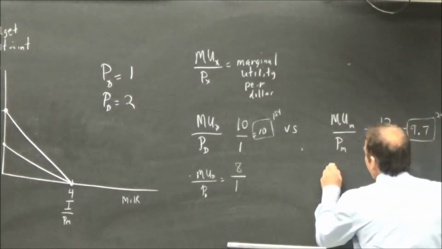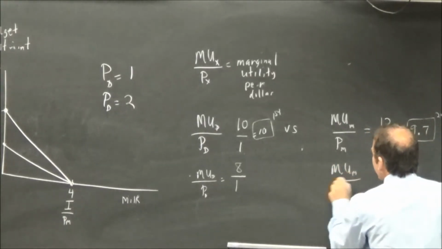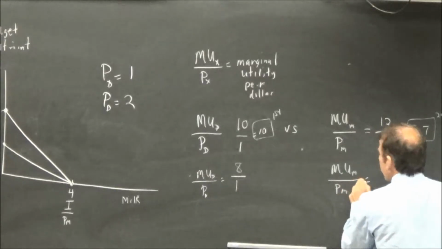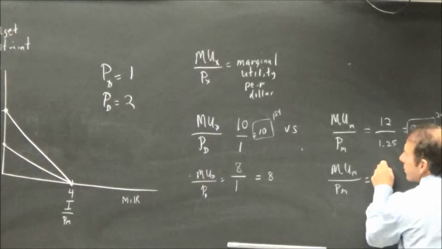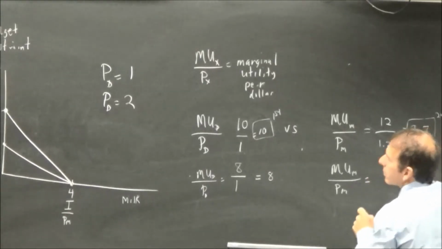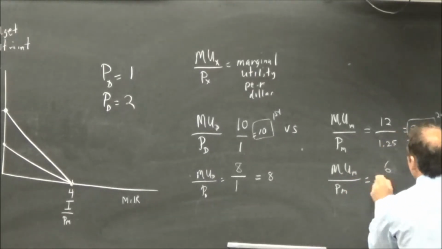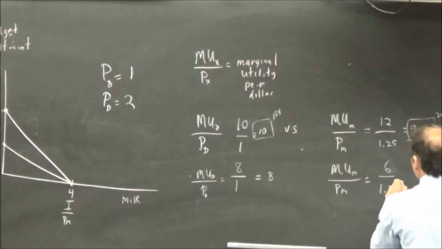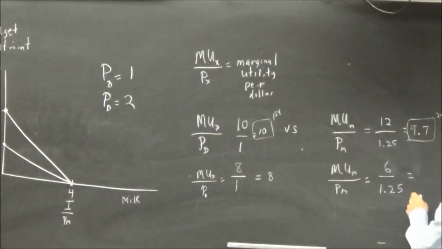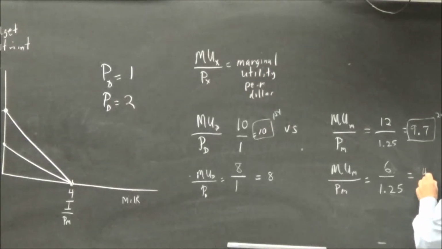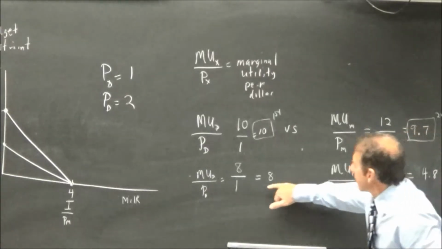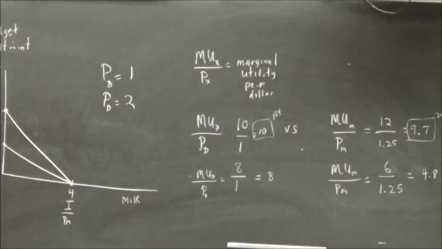Okay, so it's marginal utility of milk divided by the price of milk. So you have the second donut, which brings you 8, or the milk, where the marginal utility for the second one is 6. Okay, so 6 over 1.25. So we know in this case that's going to be like 5-ish or something. 4.8. So you're going to buy this because this brings you more utility per dollar than that.